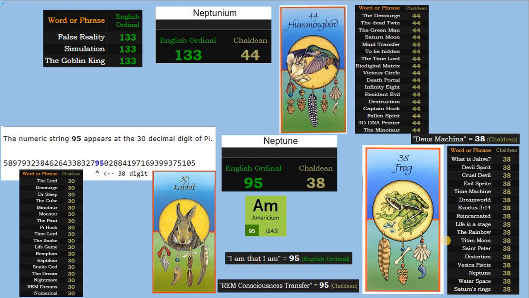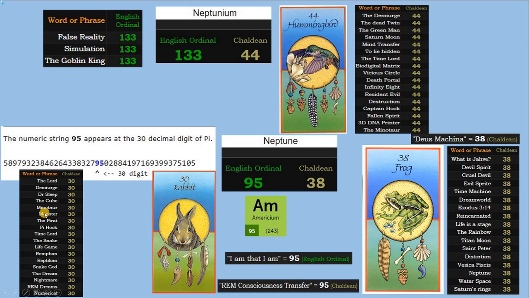Concerning the 95, we have 95 appearing at the 30th digit of pi. And 30 is the number of the demiurge, and it is the rabbit medicine card that represents the demiurge. It also represents the Lord in Chaldean. So this is reference to the Lord, the God of the Old Testament. We have Dr. Sleep, so again, the reference to the God of Sleep. The cube, that is the cube of Saturn.